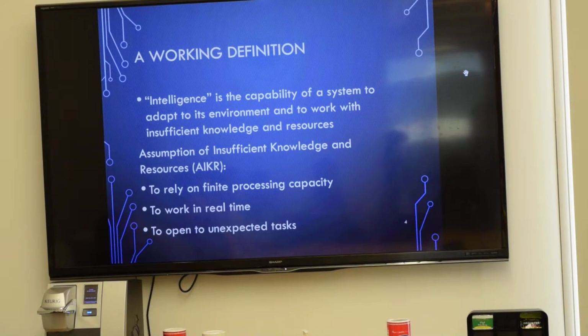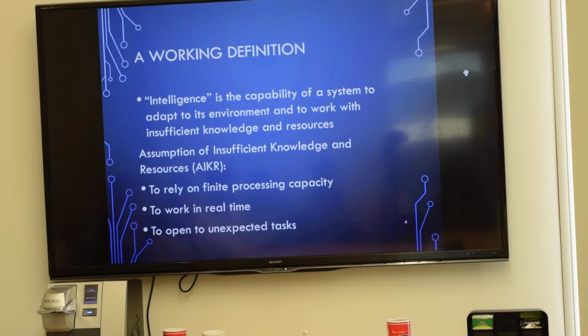In this definition, there are actually 2 points. One point is adaptation. Another one is the restriction of insufficient knowledge and resources. I will start with the second part first because that's the most special one in my definition. That's the so-called assumption of insufficient knowledge and resources, or AIKR in our papers, because it's mentioned so many times that we cannot use this long phrase all the time. What does that actually mean? It means 3 points. One point is that your design has to depend on a finite processing capacity. You cannot assume you have an infinite amount of space, time, or computation power. That sounds like common sense, but if you check theoretical models, including the Turing machine, they assume an infinite amount of things.